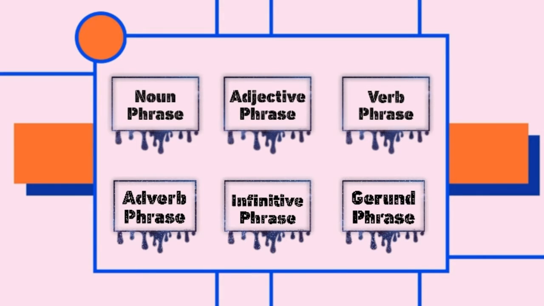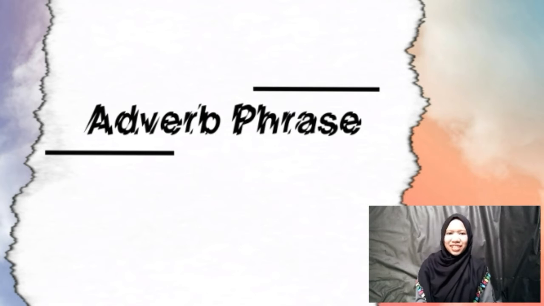Maybe that's it for verb phrase. Let's go to the next material. The fourth material is adverb phrase. In this section, we are gonna talk about definition of adverb phrase and examples of adverb phrase.